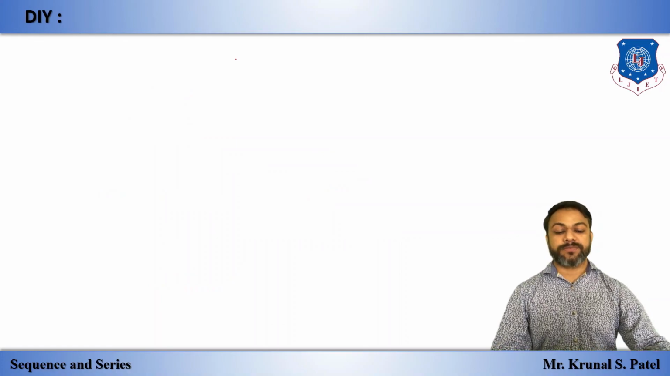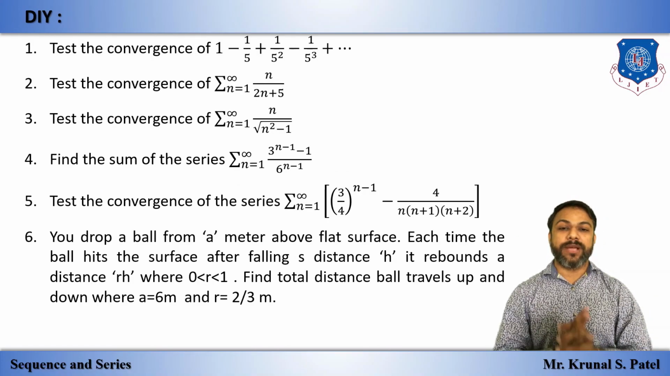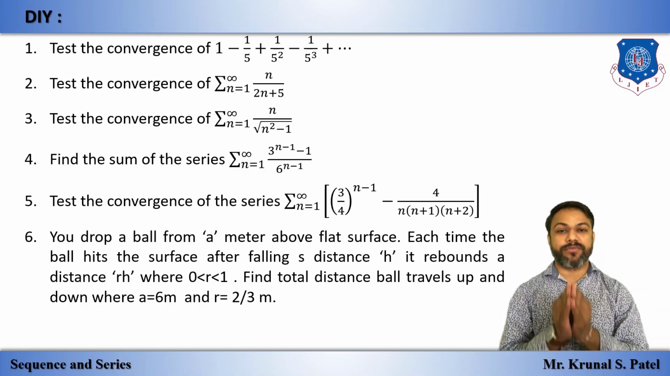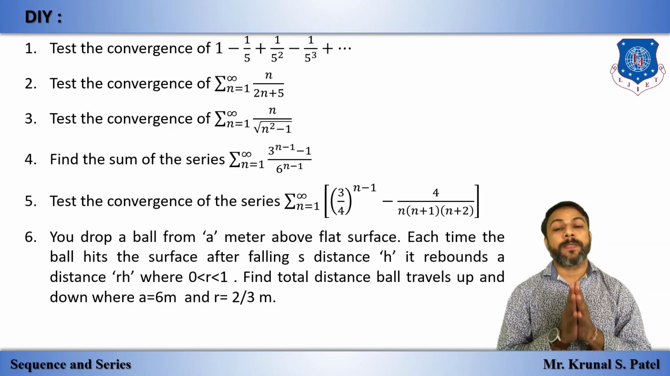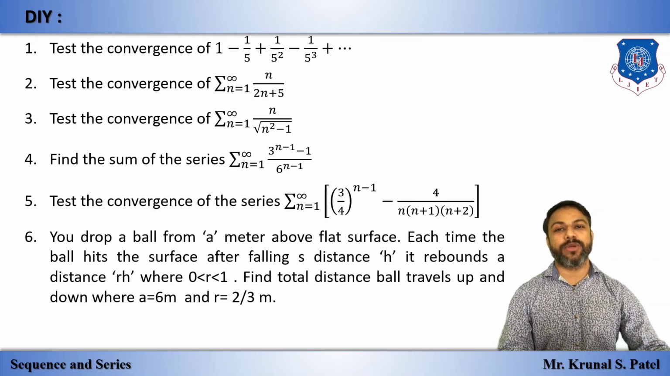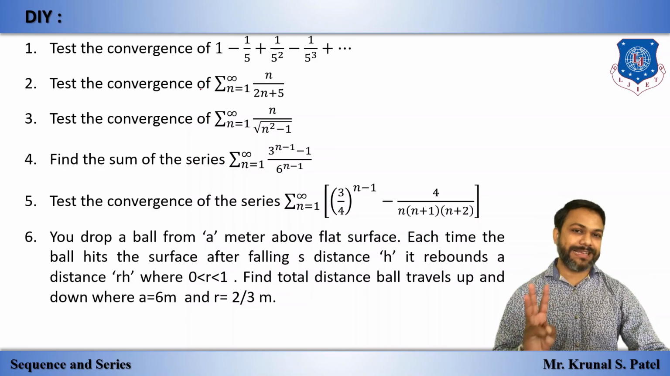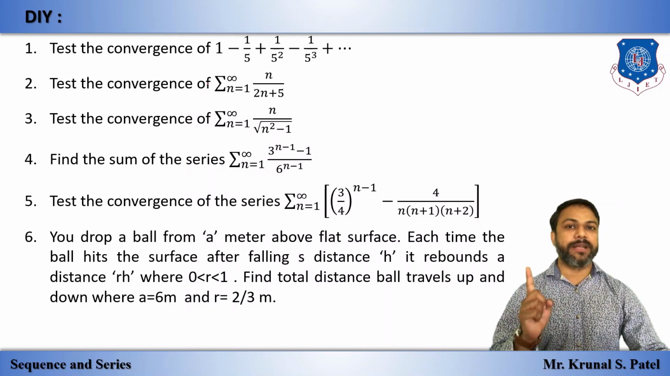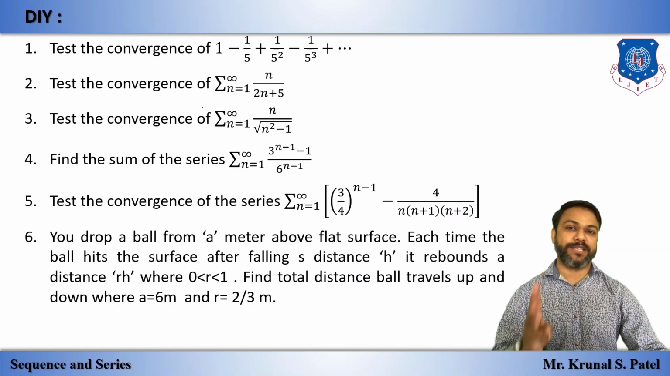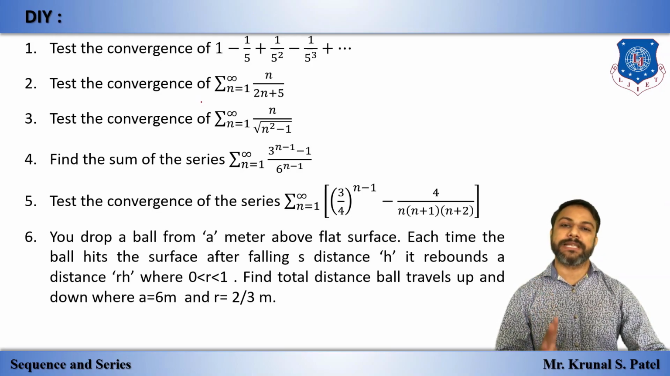These are the DIY, that means do it yourself, and you have to check which test is applicable here. These are the DIY of this lecture only, and some examples are mixed from the previous lecture, so you have to think about the previous tests also. So we have three tests till now: one depends on the partial sum, second is the geometric series, and third is the zero test, which is applicable on positive term series.